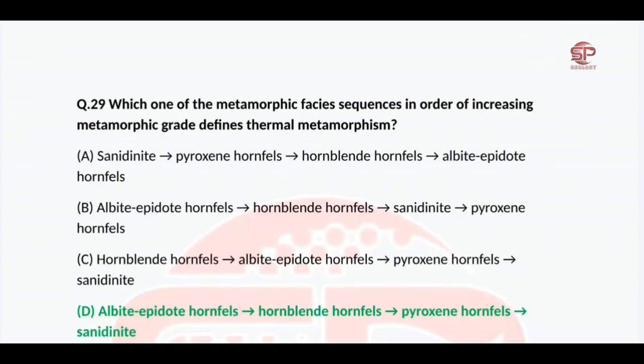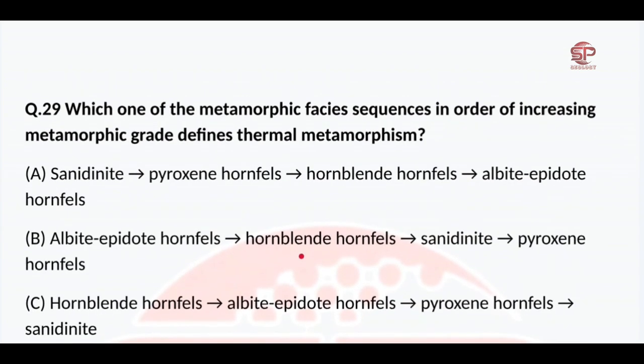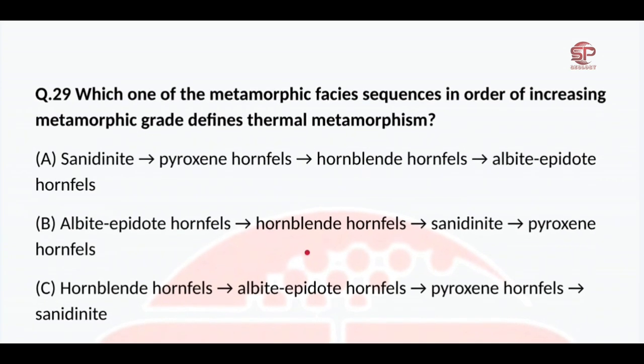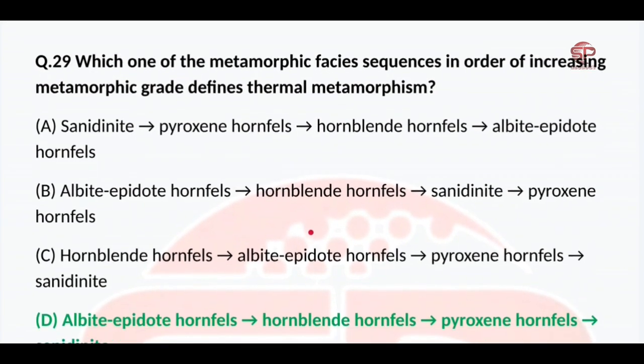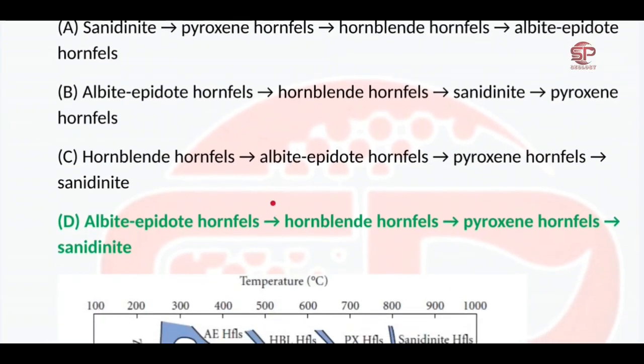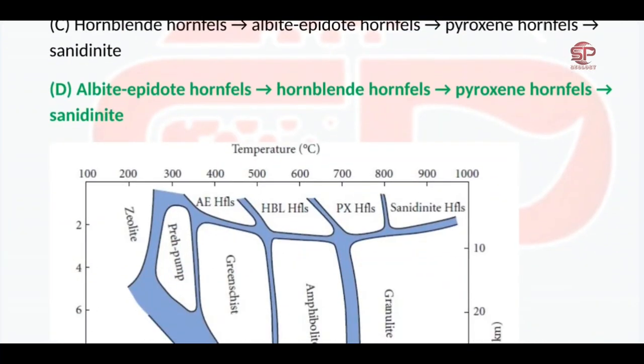Which one of the metamorphic facies sequence in order of increasing metamorphic grade defines thermal metamorphism? Thermal metamorphism is low pressure and high temperature metamorphism. So those are confined to low pressure, high temperature conditions. This is the low pressure, high temperature series, consisting of albite-epidote hornfels facies, hornblende hornfels facies, pyroxene hornfels facies, and sanidinite facies. So the answer is B.